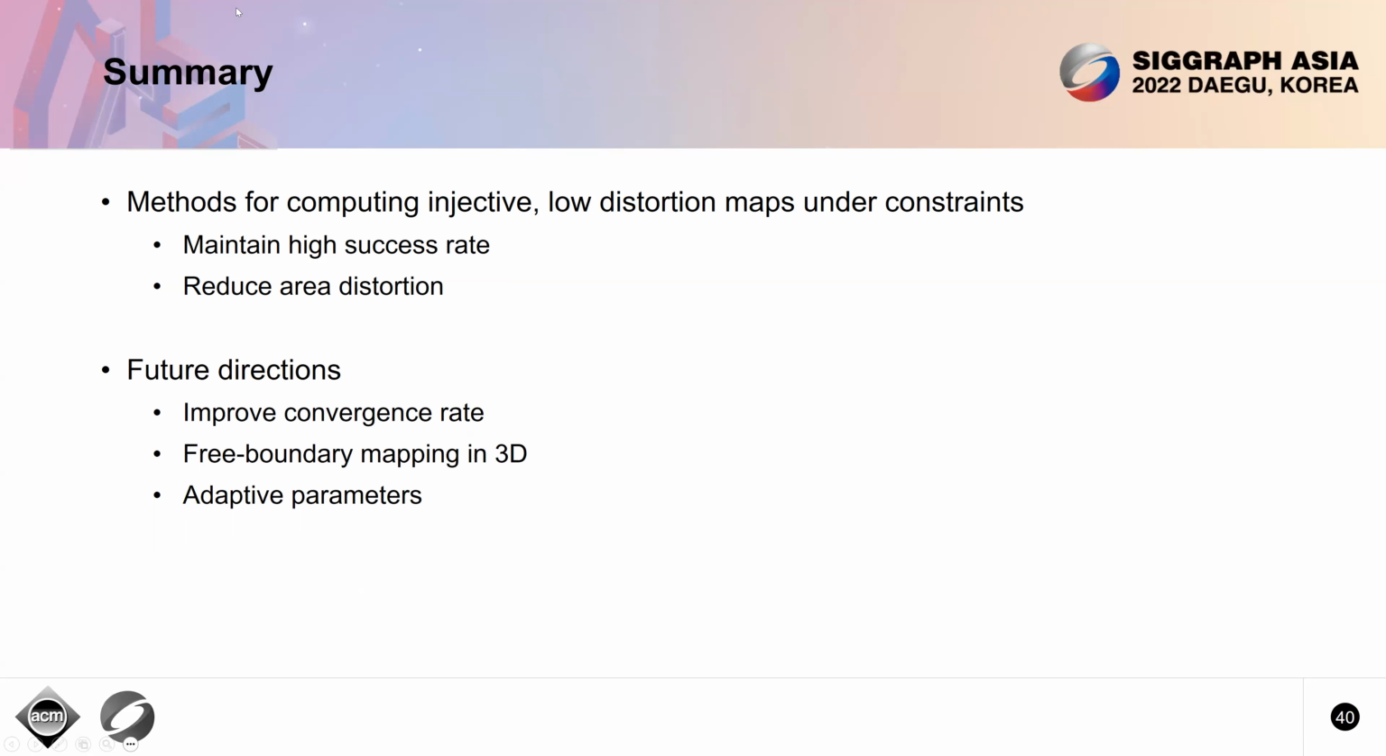We can improve convergence rate by using higher-order Newton-type solvers. Extending Iso-ICEA energy to 3D is another exciting future direction. Adapting energy parameters to different stages of optimization may further improve success rate and reduce distortion.